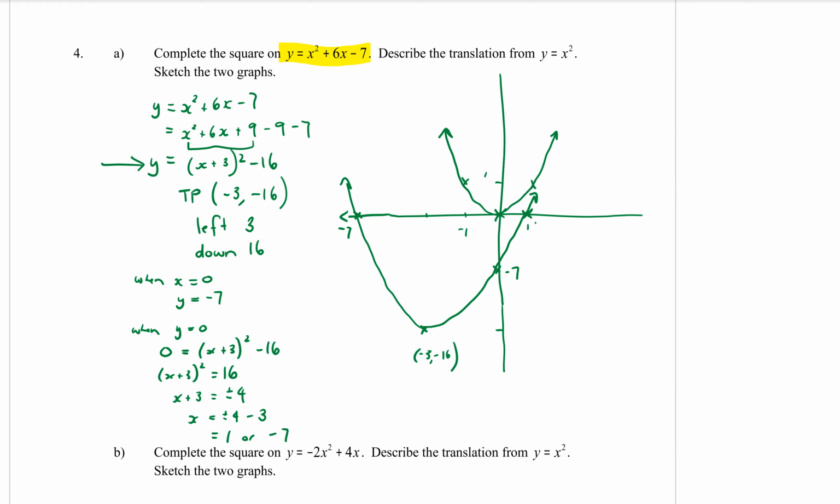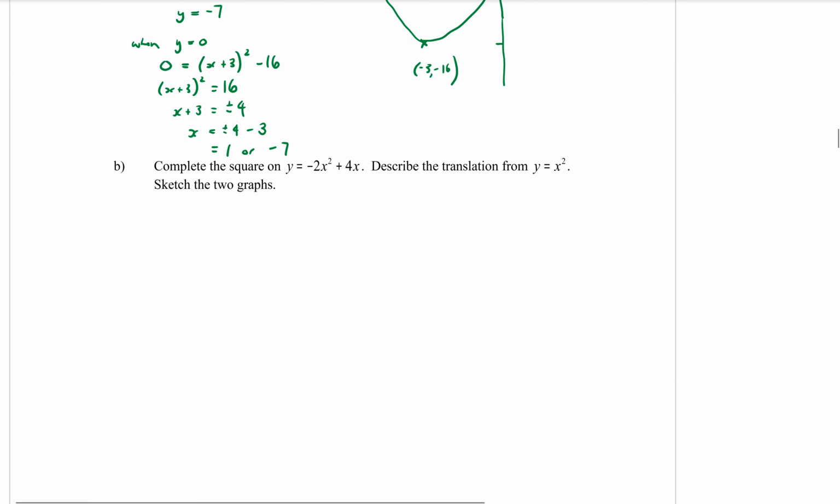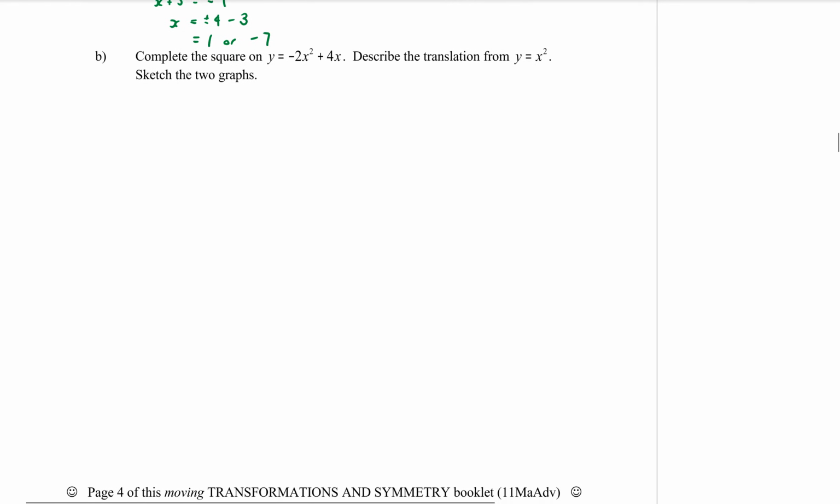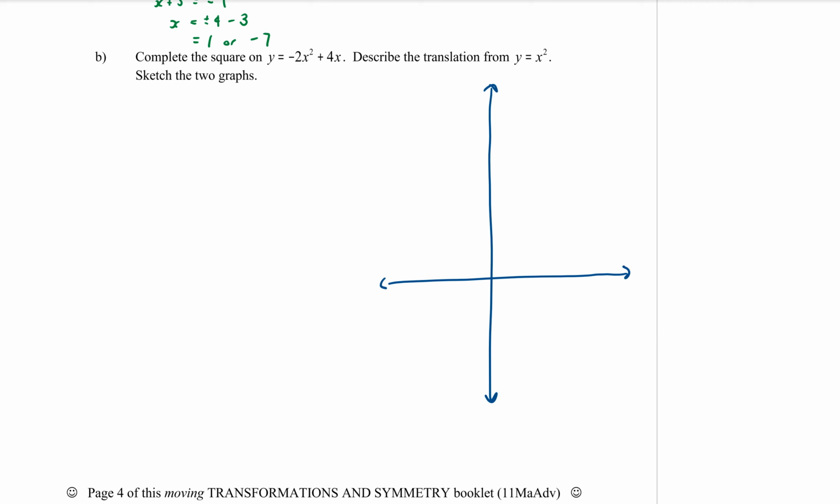Question 4b is a slightly harder version of that. We still want to complete the square on y equals minus 2x squared plus 4x, and we want to describe the translation from y equals x squared. So let's start by doing our quick sketch of y equals x squared again. So the vertex is on the origin, at x equals 1, y equals 1, and when x equals negative 1, y equals 1. There it is.